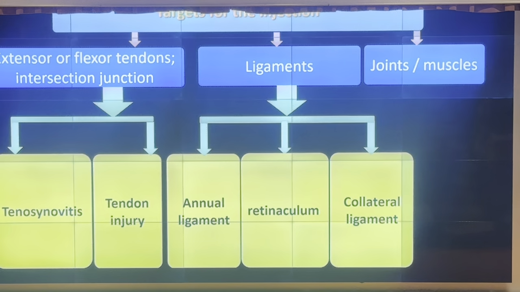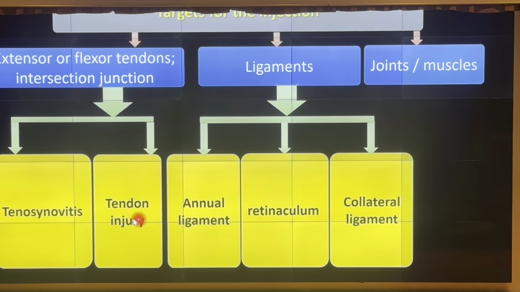Now, for the injections, only for the finger regions. So we separate the targets for the injection. For example, on the dorsal side we will inject the extensor and the flexor tendon. You can also perform injection. So you can see I separate the flexor tendon, ligaments, and the joint or muscle.